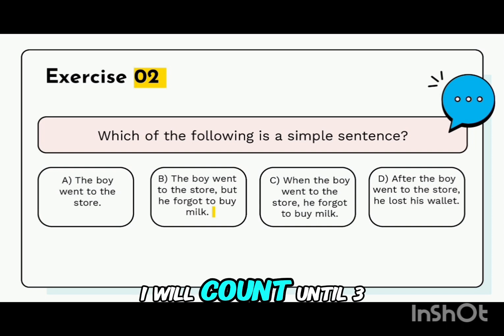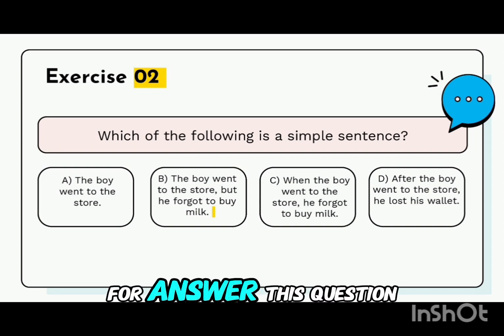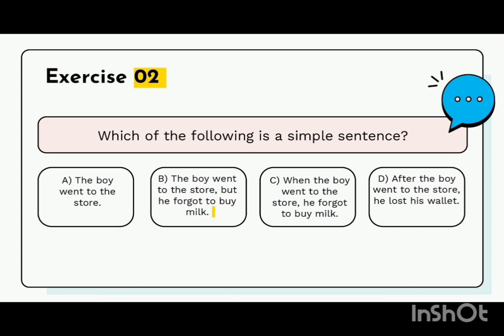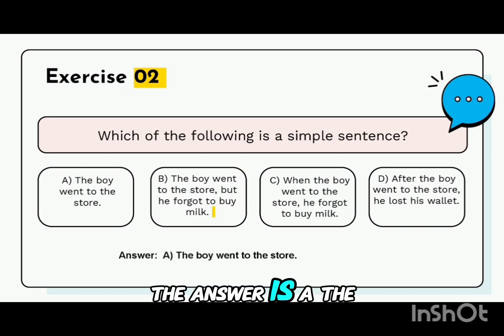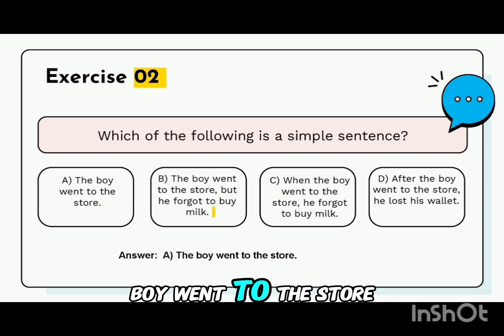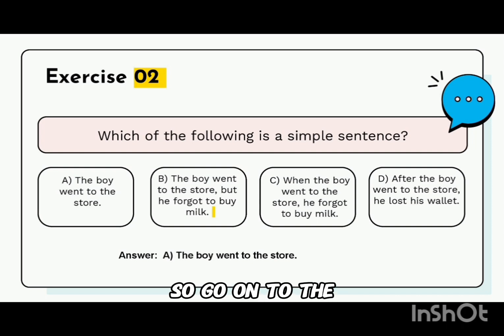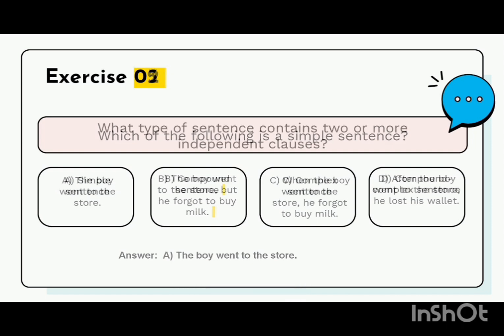I will count until 3 to answer this question. 1, 2, 3. The answer is A. The boy went to the store. So, go on to the next. Number 3.